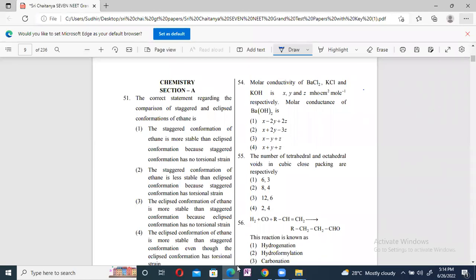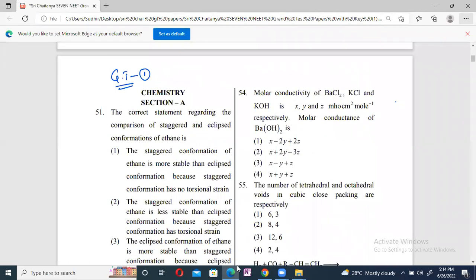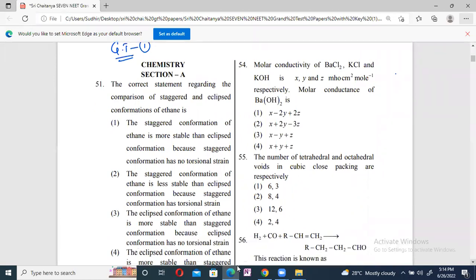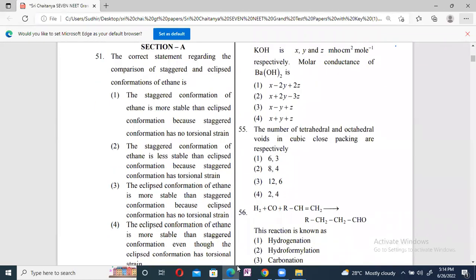These are some grand test papers, and let us say this is grand test paper one for chemistry. I hope you are able to see now. The correct statement regarding the comparison of staggered and eclipse conformation of ethane.